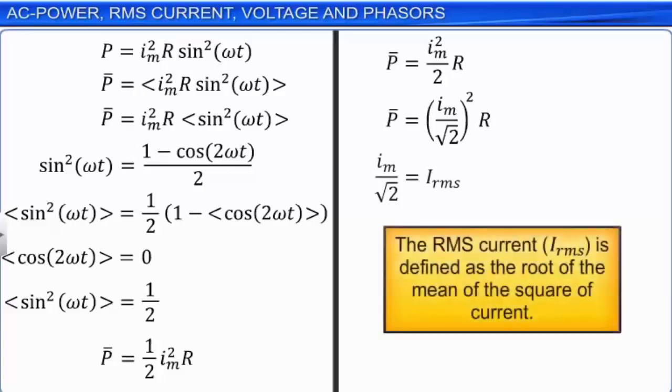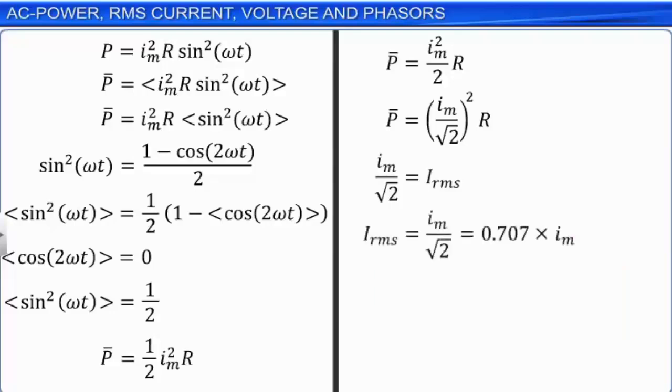RMS current is defined as the root of the mean of the square of current. For a sinusoidal current, its value is 1 over √2 times or 0.707 times the amplitude of the AC current, Im. The average power dissipated by any form of AC current in a resistor is IRMS square R. Similarly, we can denote the RMS voltage or effective voltage, VRMS, as Vm by √2, where Vm is the amplitude of the AC voltage.